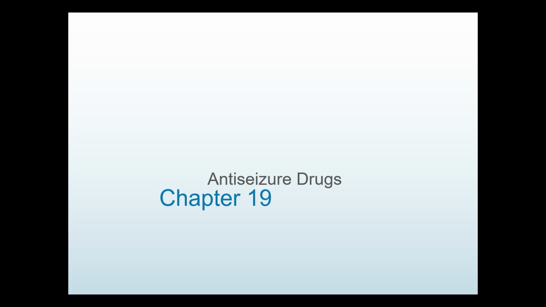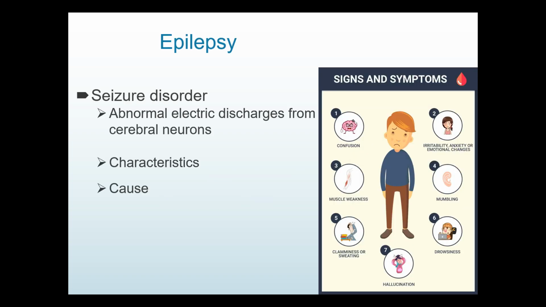We will be talking about anti-seizure drugs. So everybody probably knows what a seizure is. You can have a febrile seizure, or you can be diagnosed with epilepsy. Basically, a seizure is abnormal electrical discharges from brain neurons. So remember, we have our nervous system neurons, so it's abnormal electrical discharges.